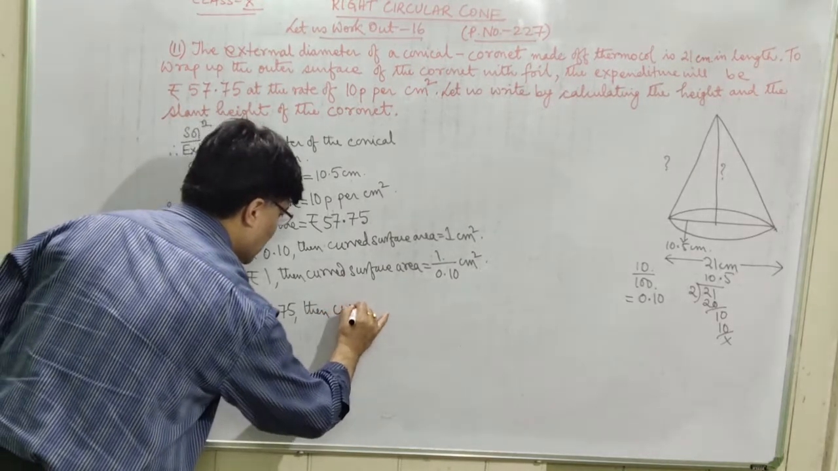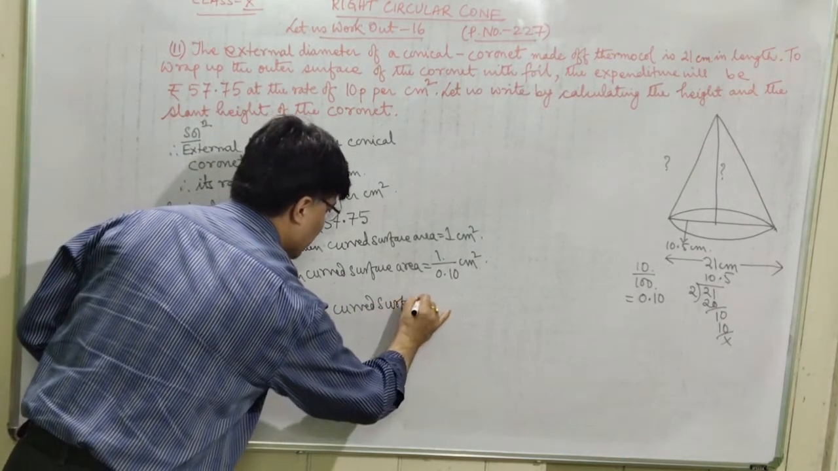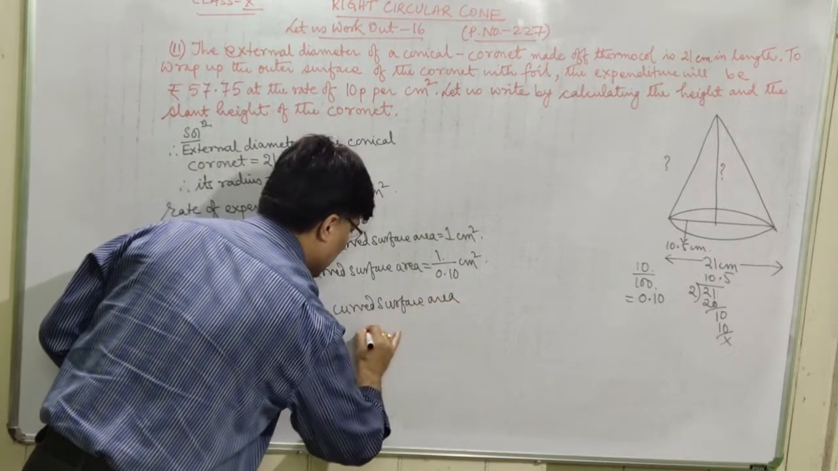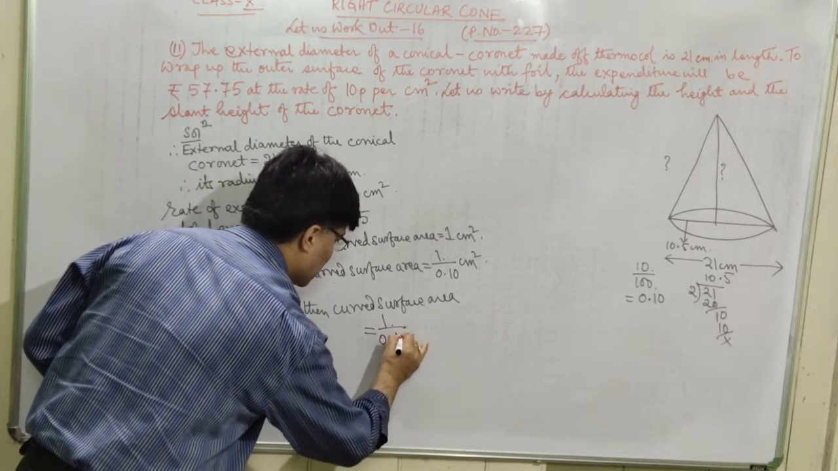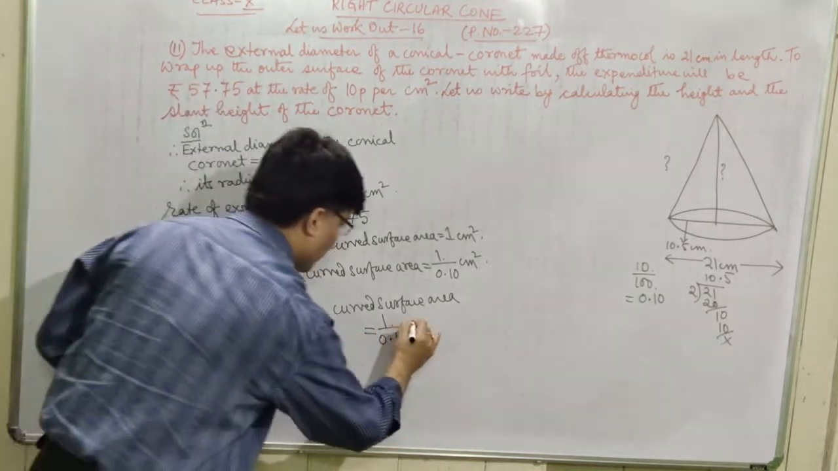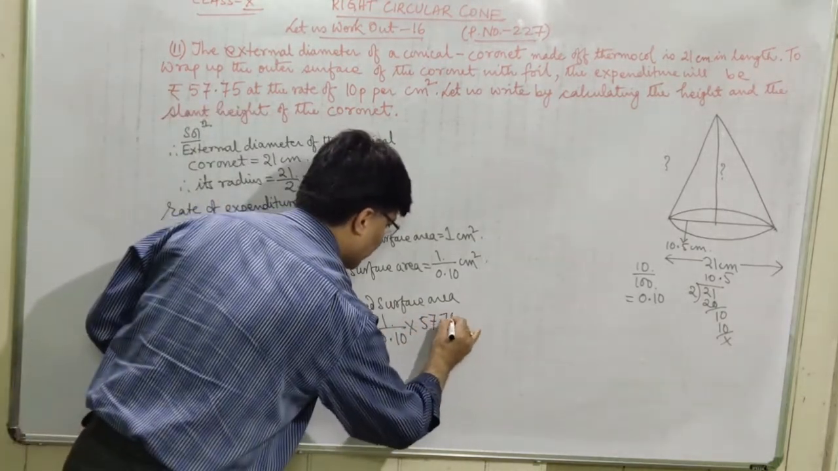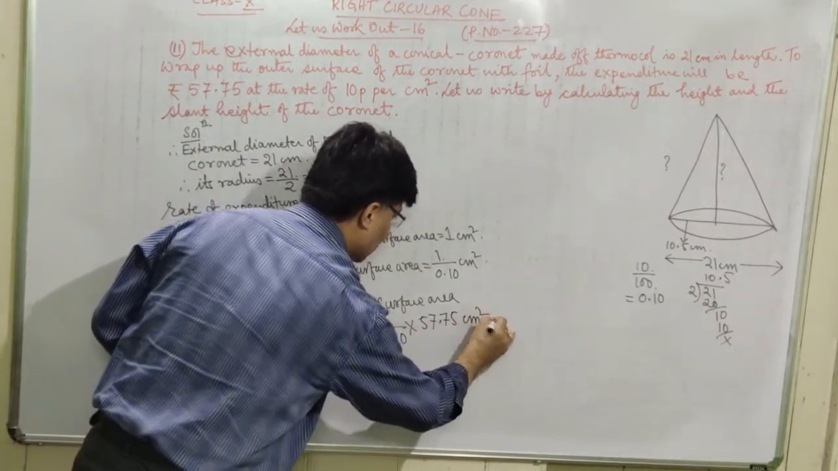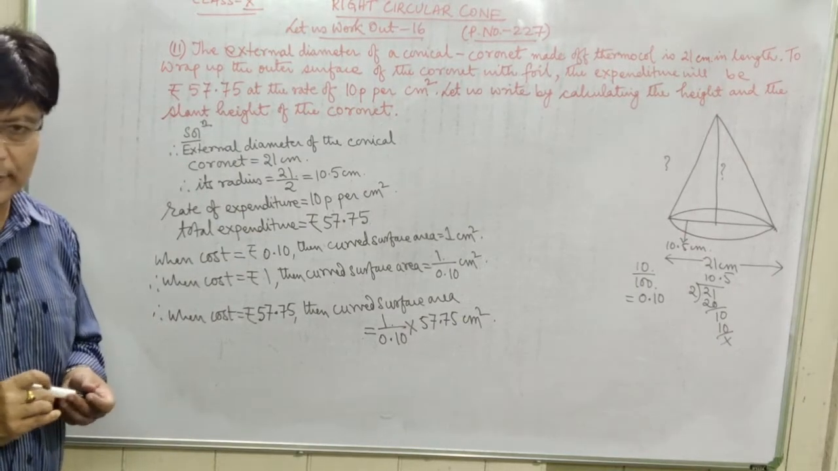Then curved surface area is equal to 1 upon 0.10 into 57.75. This is centimeter square. So I think you have understood it.